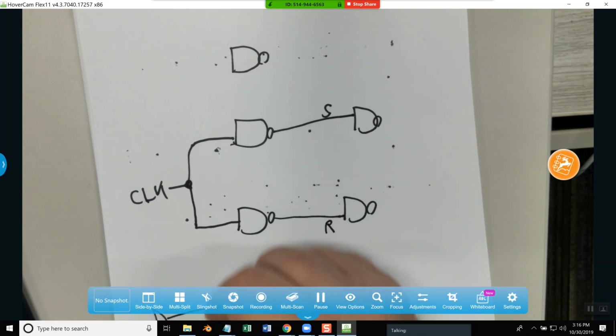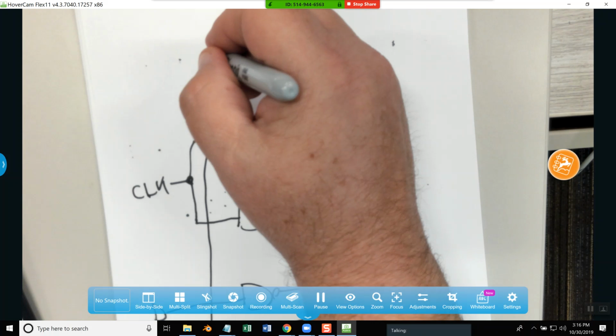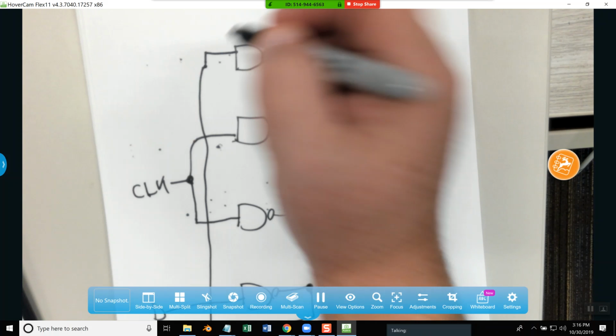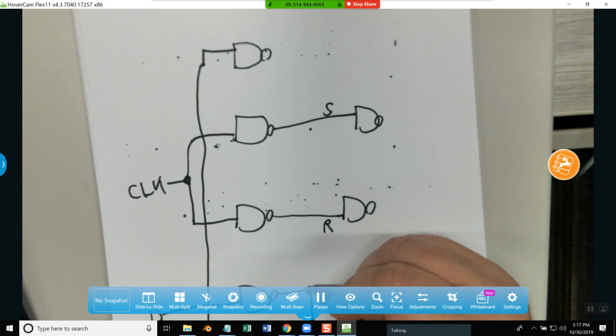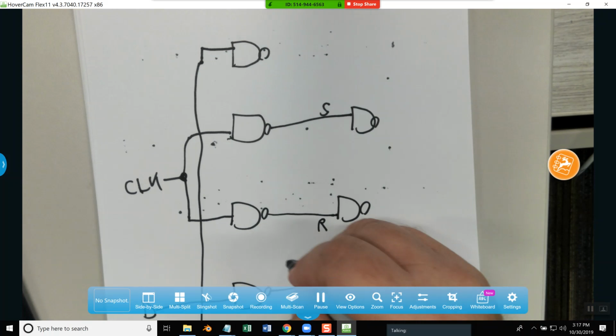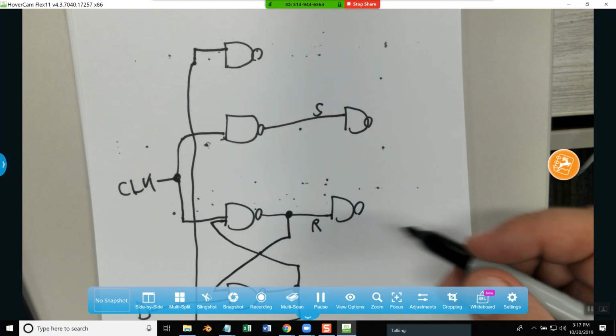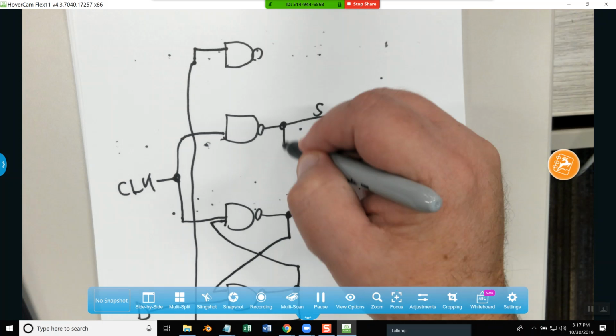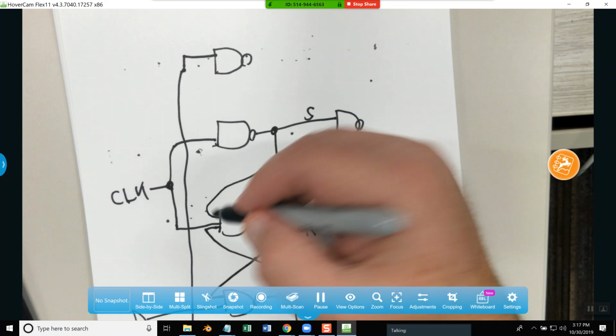Clock is 0. So we have 0 coming in here. Input is 1. 0 is coming in here. 0 times anything, 0 inverted is 1. So that's 1. Same thing here. This is coming as a 1. So that's branching back here. That's a 1 there. 1 and 1 is 1. Inverted becomes a 0. So 0 is coming out here. It's coming in here. 0 times anything is 0, and inverted it's a 1. So that's still a 1.